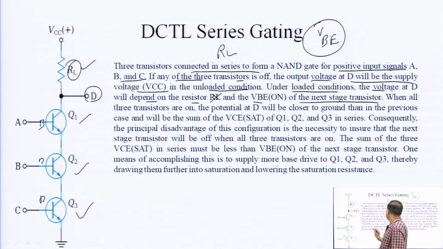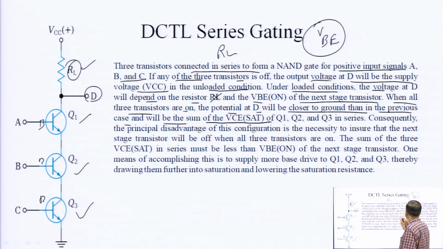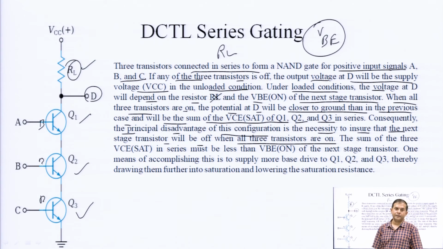So, when all 3 transistors are on, the potential at D will be closer to the ground than in the previous case, and will be the sum of the VCE saturation of Q1, Q2 and Q3 in series. Consequently, the principal disadvantage of this configuration is the necessity to ensure that the next stage transistor will be off when all 3 transistors are on. This is the disadvantage of this circuit.